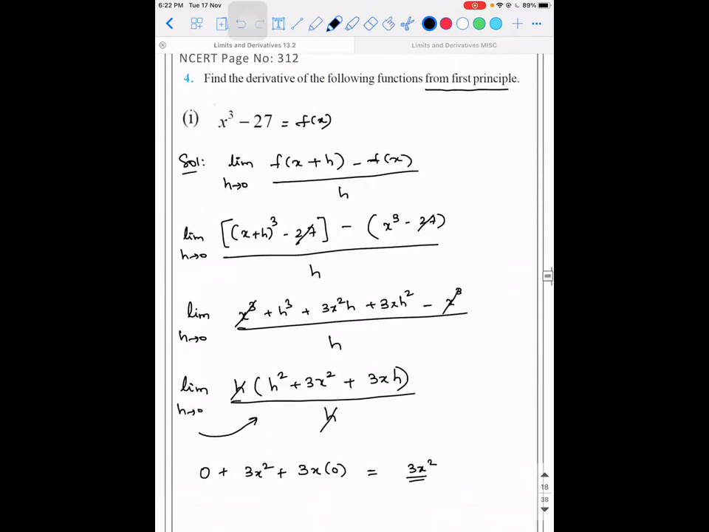So we also know that the derivative of x cube is 3x square and the derivative of 27 is 0 because it's a constant. Sir, I have a doubt. You didn't specifically say from first principle. We could directly do it, right, sir? Like just write 3x square as the answer. Yes, you can directly do it. But here in the question, since they have mentioned it, we need to follow it.